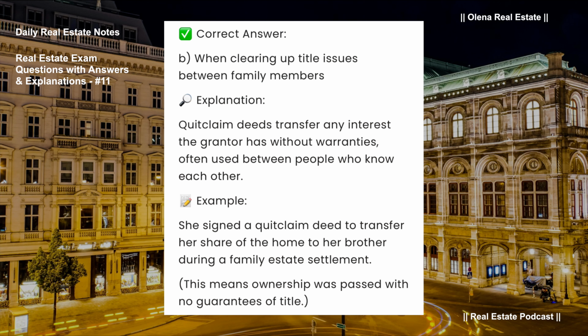Correct answer, B. When clearing up title issues between family members. Quitclaim deeds transfer any interest the grantor has without warranties, often used between people who know each other. For example, she signed a quitclaim deed to transfer her share of the home to her brother during a family estate settlement. This means ownership was passed with no guarantees of title.